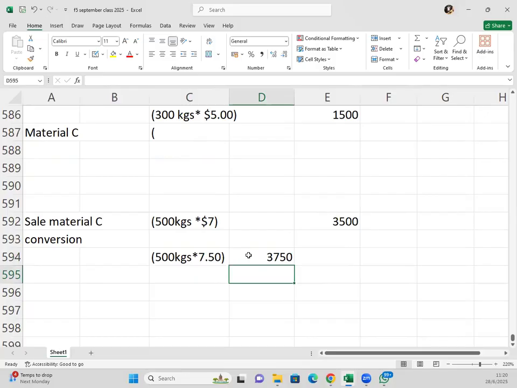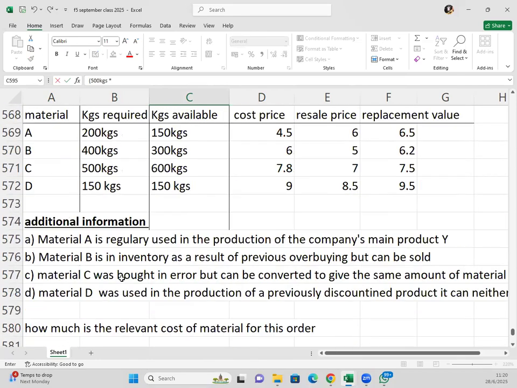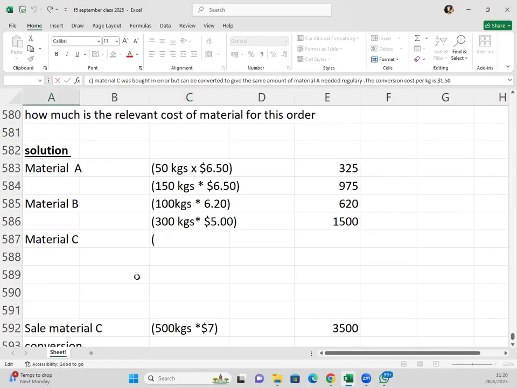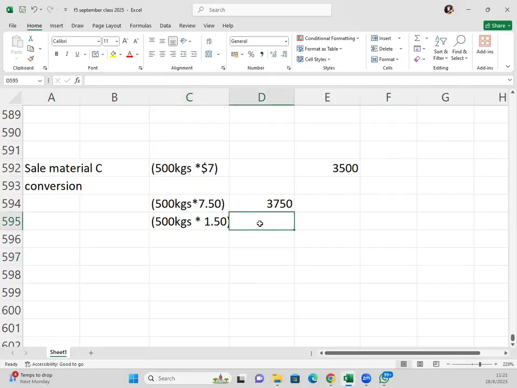So it means if we convert, we would save 3,750, but we then less the conversion costs. The conversion costs were given per kg, it was $1.50 per kg. If you read item C, we're not given the conversion cost in total, it was given per kg. So the conversion cost per kg was given as $1.50. It means overall, the conversion option would benefit us 3,000.